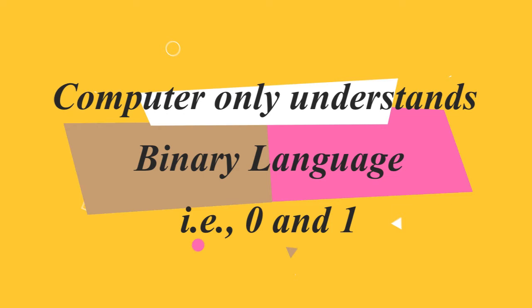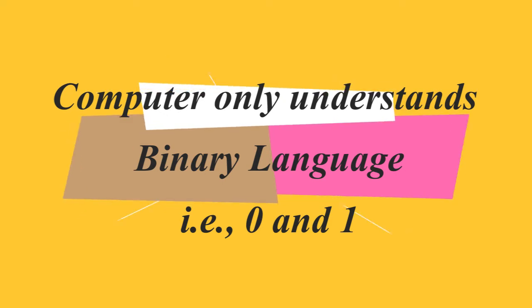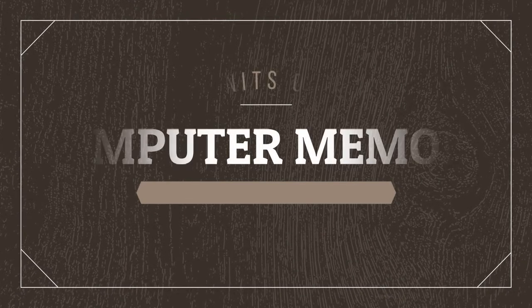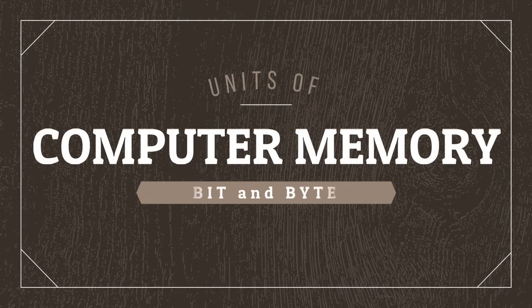As we already know, the computer only understands the binary language, that is 0 and 1, or you can say that is on and off electric signal or electric pulses. The binary language is also known as machine language. Also, the memory unit that is used to calculate the memory of computer system is bit or byte, where bit is the smallest unit of the computer memory and 4 bits make 1 nibble, whereas 8 bits make 1 byte.